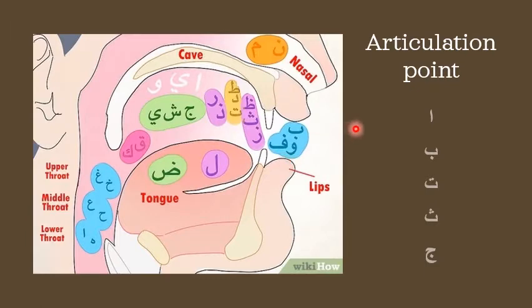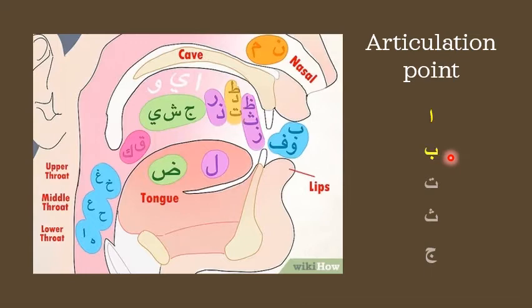Before we move further, let's take a look at the articulation point of these 5 letters. Now, Alif itself, as you have seen in my previous presentation, has got no sound. However, it has to pair up with Hamza in order for it to have sound. Okay? Now, Alif is pronounced from the lower part of the throat here. Alif, Alif, Alif. Alright?